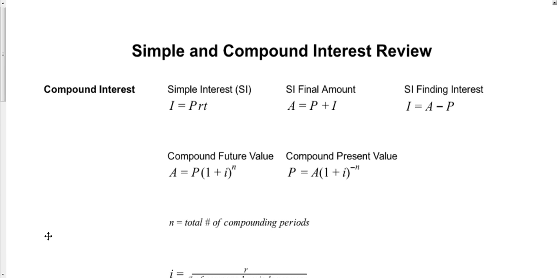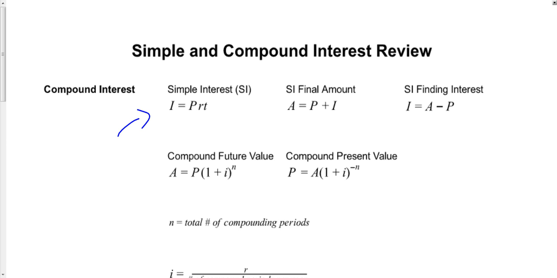So what you see here is a list of all the formulas that you'll be given for your simple and compound interest exam, or it's part of the exam. And so it includes all of the formulas that you would need for simple interest. So those are in this area. So here's simple interest. So total interest is equal to principal times the rate times time, and usually we've done that in years.